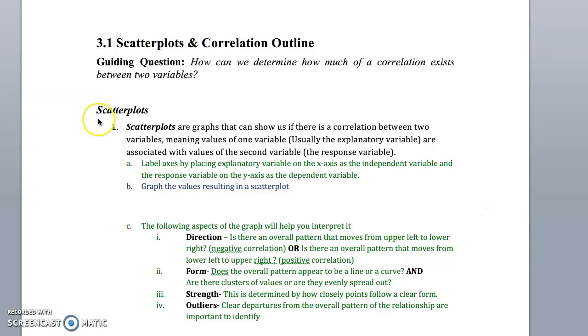This is the AP Stats 3.1 video on correlation, and our guiding question is how can we determine how much of a correlation exists between two variables? Let's start by looking at a problem that we might solve.